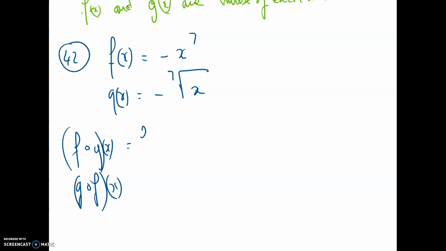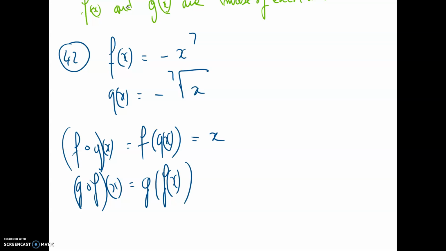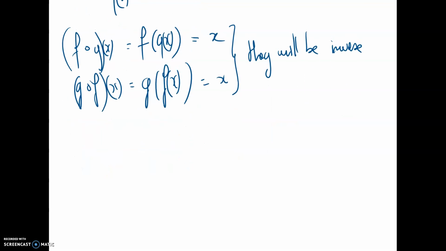At the end of the day, for the first one, I'm supposed to calculate f of g of x by substituting inside f all the x by g of x, and I'm supposed to find x if they are inverse of each other. Or it could be the same thing with g of f of x. I will substitute inside of g all the x by f of x, and I'm supposed to find x. If I find that, they will be inverse. So I'm going to calculate the first one, f of g of x.